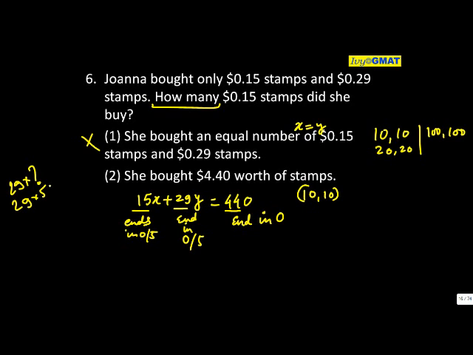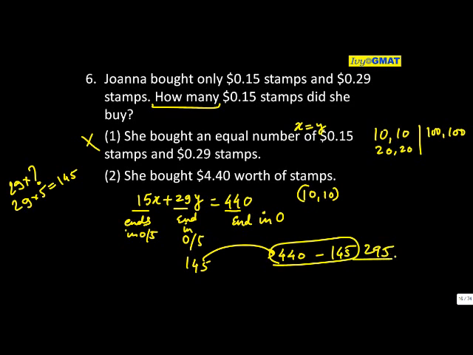If I use 29 into 5, which is equal to 145, this 145 will be subtracted from 440. Whatever remains is 295, and that will be divided by 15, which will give me integer or no integer. Just check. 300 by 15 is an integer, so 295 by 15 is not an integer. And we are talking about number of stamps, so number of stamps cannot be fractions. So 29 into 5 is not going to work.